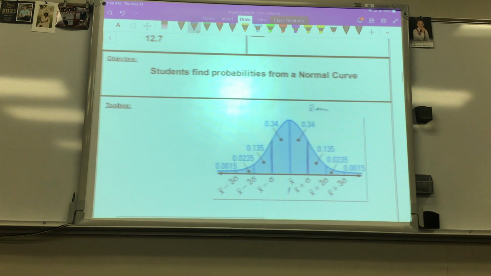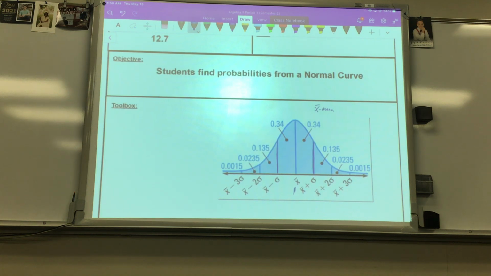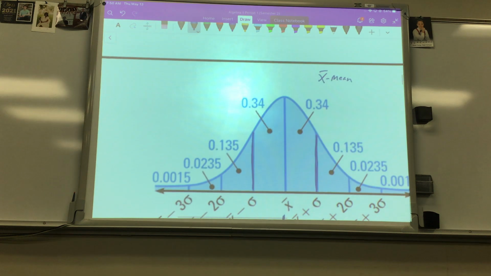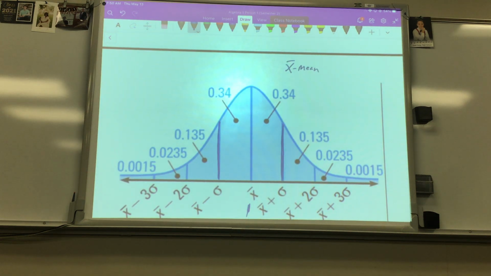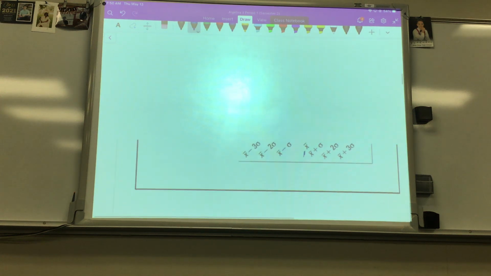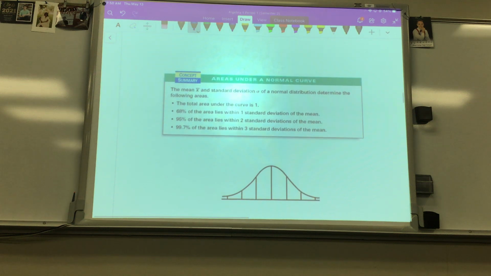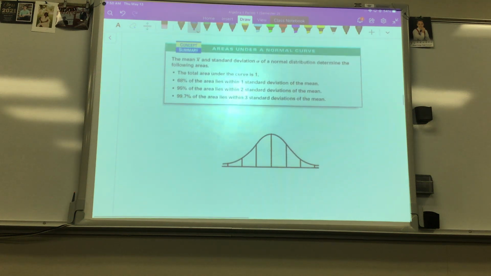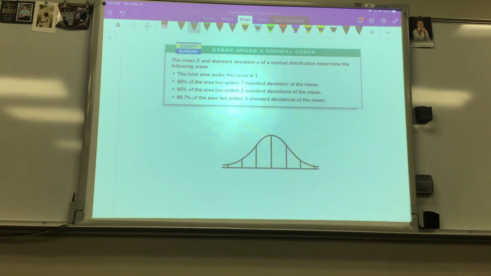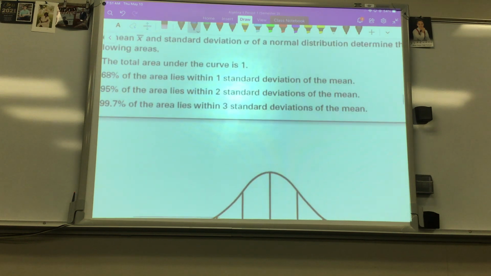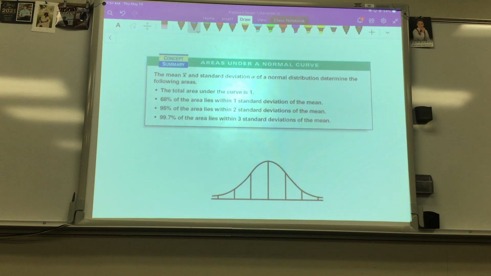So there's the normal curve, and you're going to have to know those percentages: 34, 13.5, 2.35, 0.15%. We should do enough practice that I think we can memorize four numbers. The mean, x bar, and standard deviation of a normal distribution determine the following areas.